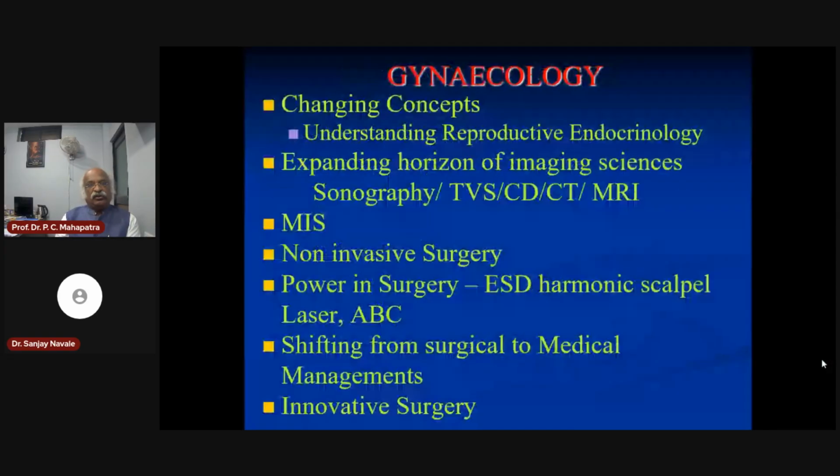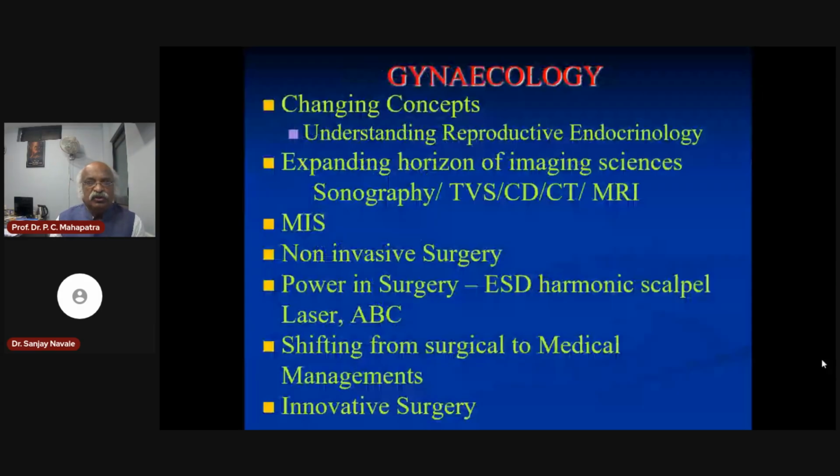Now coming to gynecology. Gynecology has also seen changing trends and changing concepts, including understanding of reproductive endocrinology. We didn't know anything about reproductive endocrinology about 3-4 decades ago. It is really a changing concept. Concepts are changing in gynecology in various aspects. Then there is the expanding horizon of imaging sciences, and this is very, very important.